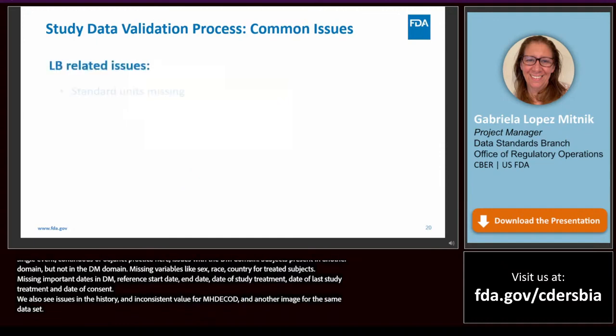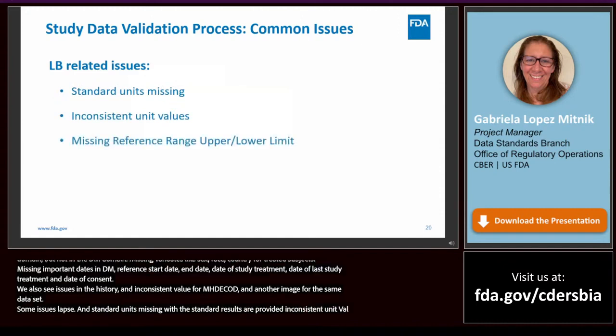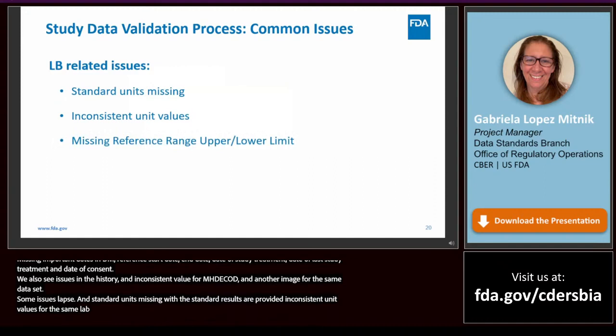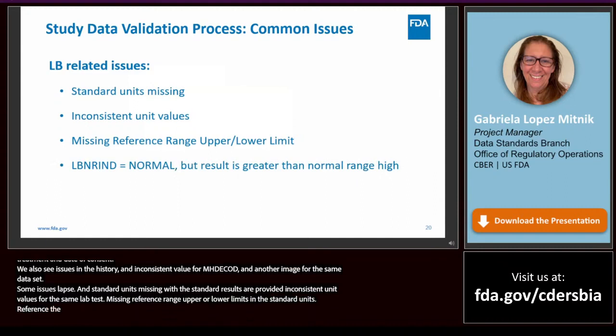Some issues in labs. The standard unit is missing when standard results are provided. Inconsistent unit values for the same lab test. Missing reference range upper or lower limits in standard units. Reference range indicator equals normal, but the result is greater than the normal range high.